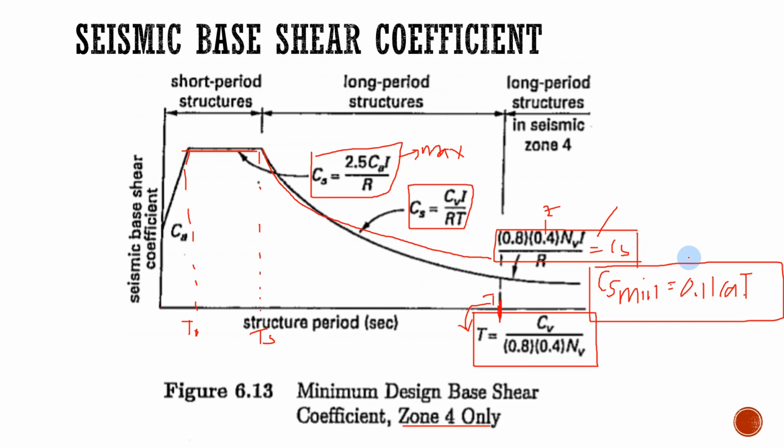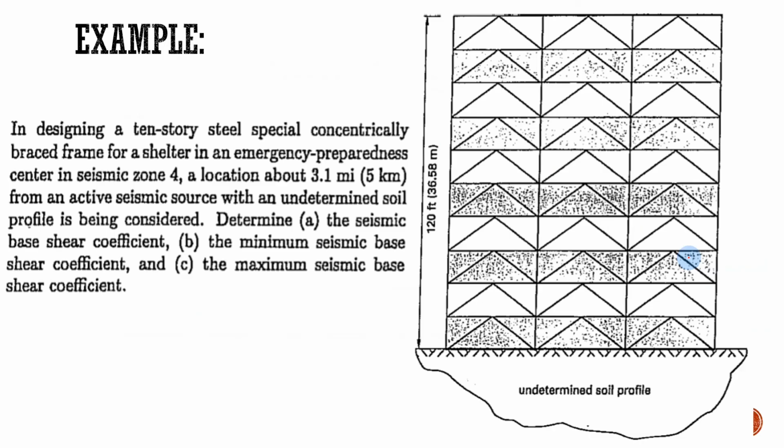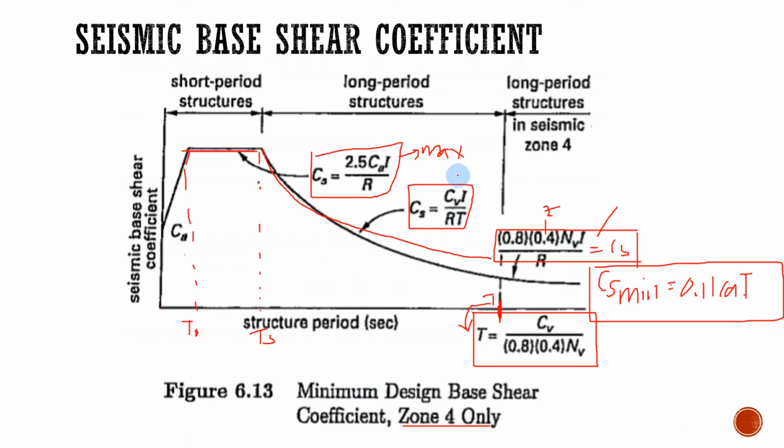In order for us to apply all those formulas, let us have our example. In designing a 10-story steel special concentrically braced frame for a shelter in an emergency preparedness center in seismic zone 4, located about 3.1 miles or 5 kilometers from an active seismic source with an undetermined soil profile, we are tasked to determine the seismic base shear coefficient. That means the basic formula, just the seismic base shear coefficient.